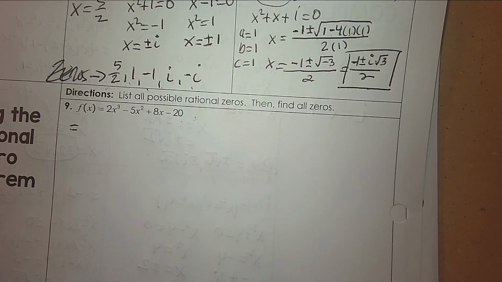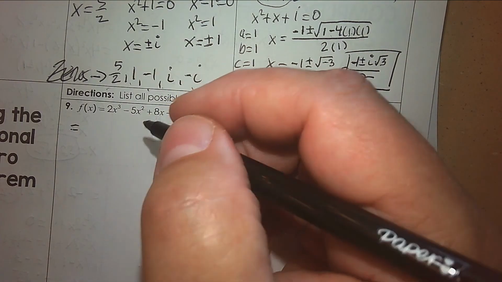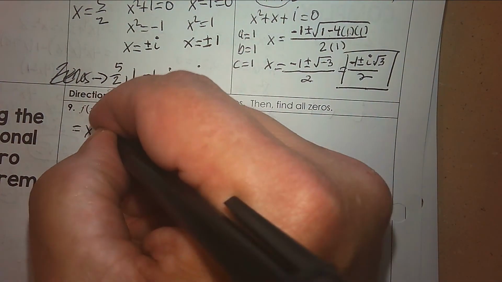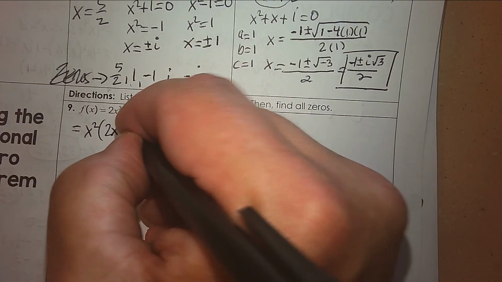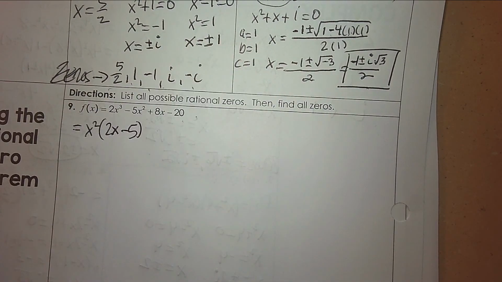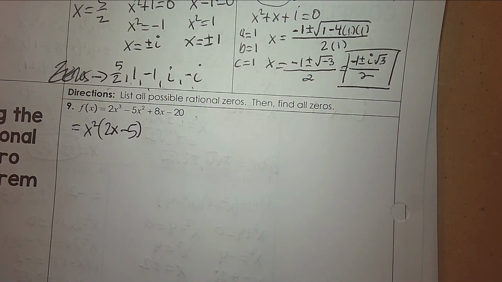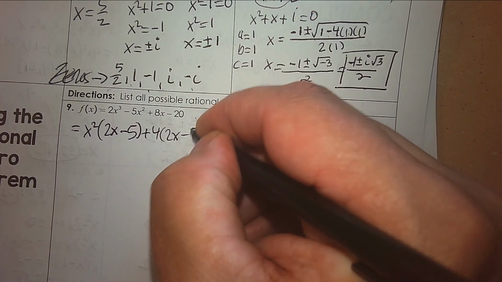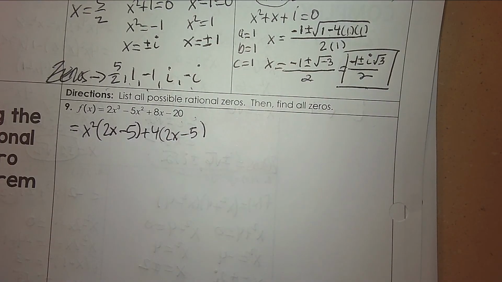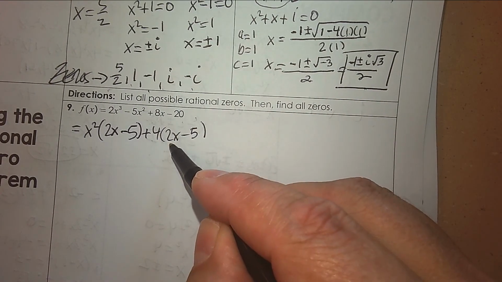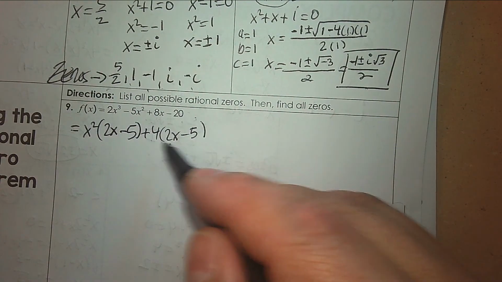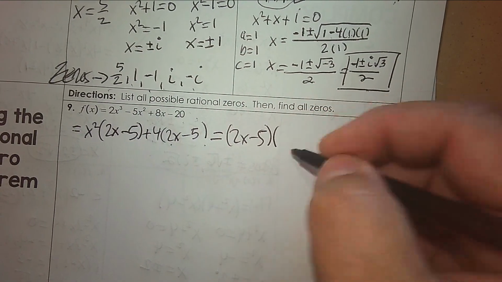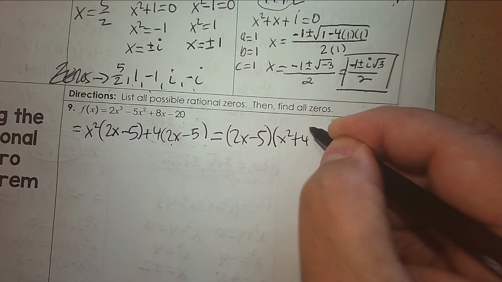Nick, help me. Take the first 2 terms. What do they have in common? X squared. So we factor out an x squared, and you're left with 2x subtract 5. Look at the next 2 terms. What do they have in common? And when you divide, you're left with 4x negative 5. Close. 8 divided by 4 is 2. Right. And negative 5. And you're right. That's good news, isn't it? 2x subtract 5, and the other is x squared plus 4.